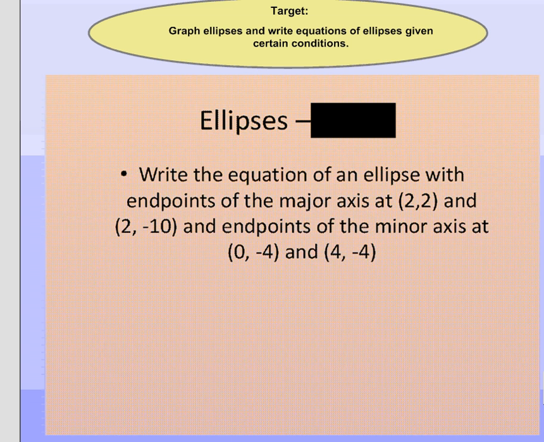So I'd like you to try that with this one. It's a very similar example. You want to find the equation of the ellipse with the major axis endpoints at 2, 2, and 2, negative 10, and the endpoints of the minor axis at 0, negative 4, and 4, negative 4.